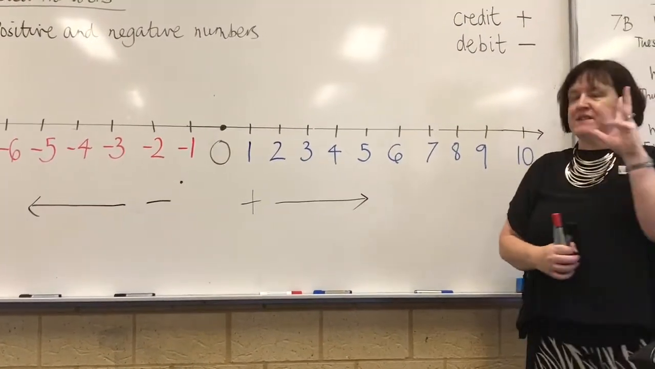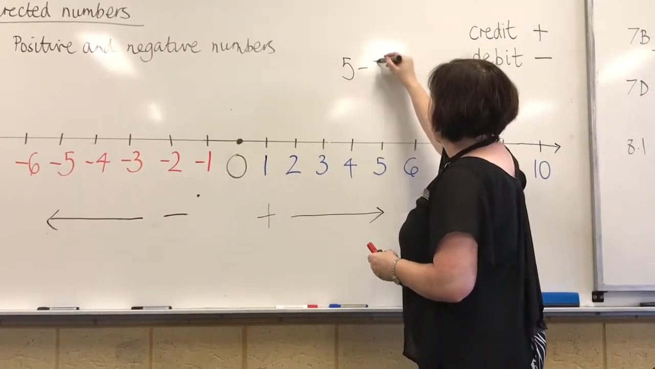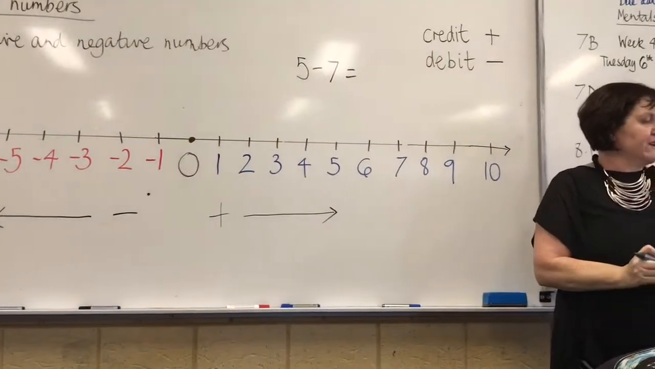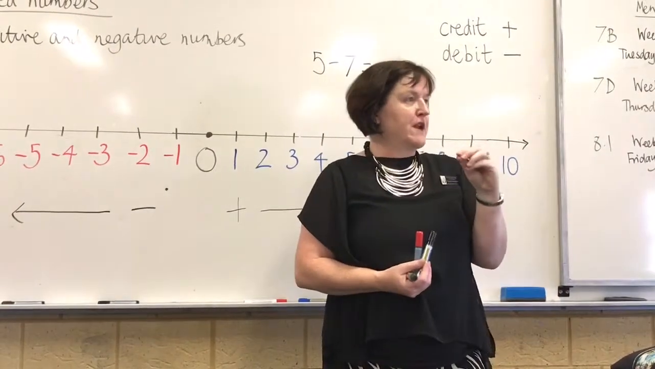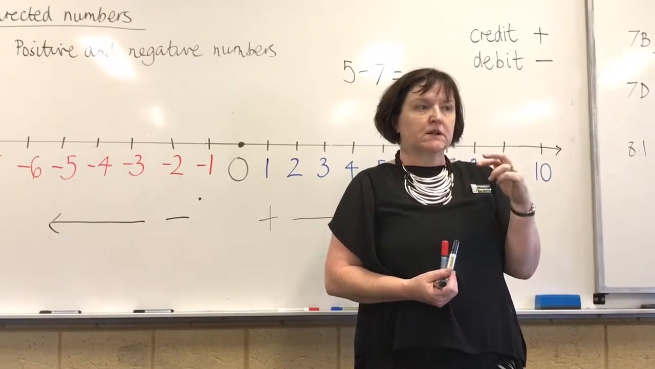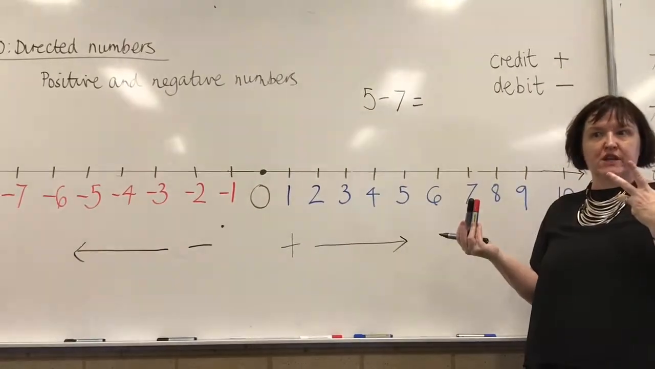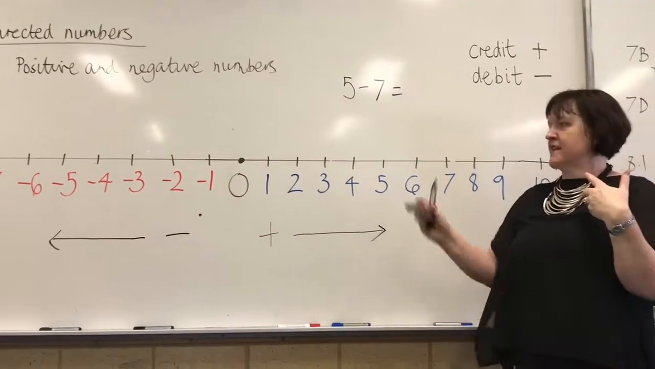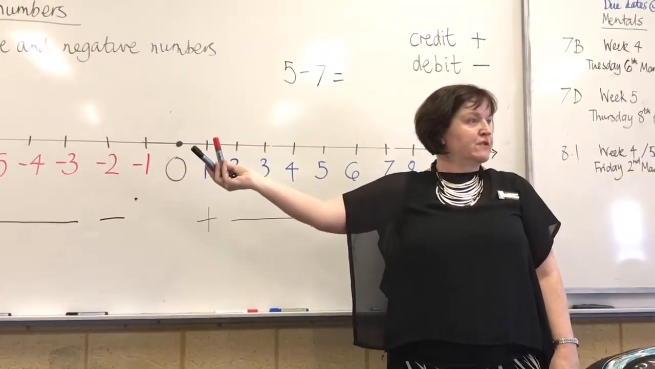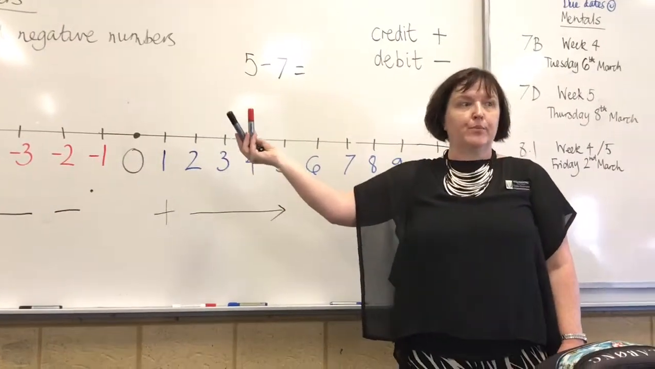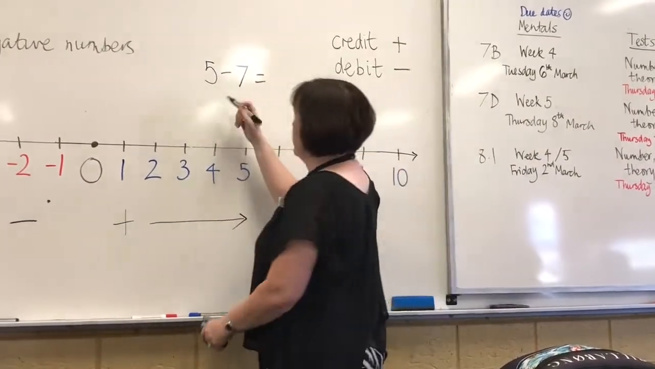So what I'd like you to do now is think about this. 5 take 7. Write that one down for me. 5 take 7. So put your finger on the 5 on the number line, and then count. You've got to take away 7. So which direction are you going to go in? Chase? That way, that's right. We're going to go towards the negative. So count 7 in the negative direction. Where do you end up? -2. -2, that's right.